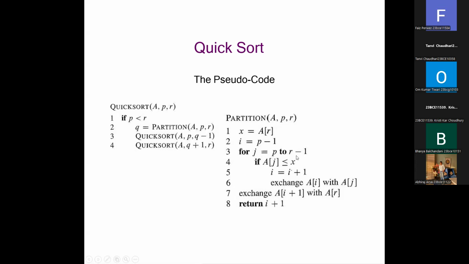For j equals P to R minus 1, if A of j is less than x. So i is taken as P minus 1, which means the previous index position. For j equals P to R minus 1, from P to R minus 1 we repeat the process. If A of j is less than or equal to x, then i equals i plus 1. So we compare A of j, where j starts at P, the first index position. Then we compare whether the first index position content is less than or equal to x, where x is the pivot element, the place where we are going to divide the given array into two partitions.